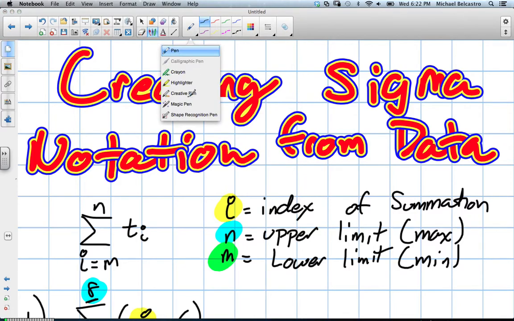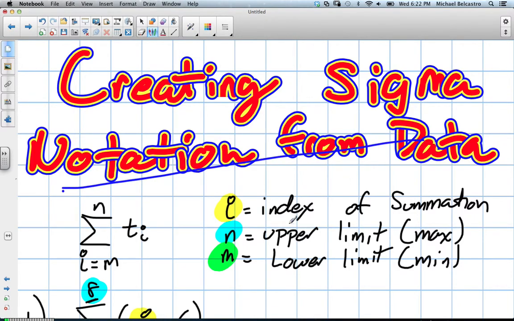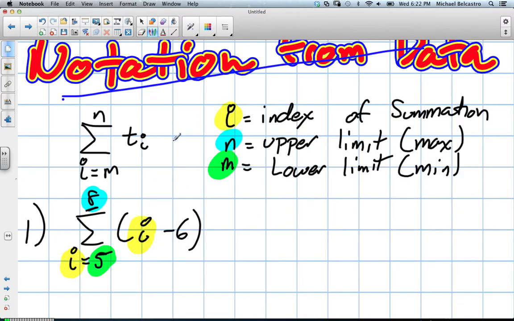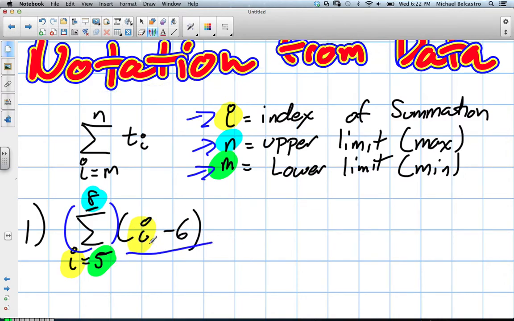Okay, so we talked about sigma notation. Now we're going to create sigma notation from data. So we already know from the last one that i is our index, n is the upper limit, m is the lower limit. This means a summation of some series, right? In this case, we've already done a series.